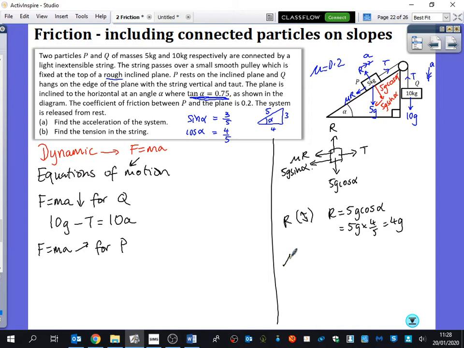Now we can work out what the mu R bit is, because mu is 0.2 and R is 4G, and 0.2 times 4G is 0.8G.